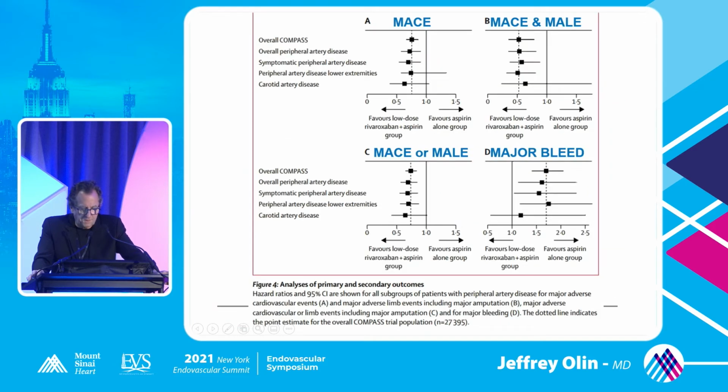2.5 twice a day. And if you look at MACE, every single subpopulation benefited. There were a small number of people in the study with carotid disease. I'm not going to talk about that. MACE or major adverse limb events, and then major bleeding. Everything is on the right of the line, and we know that it comes with an increased risk of bleeding.